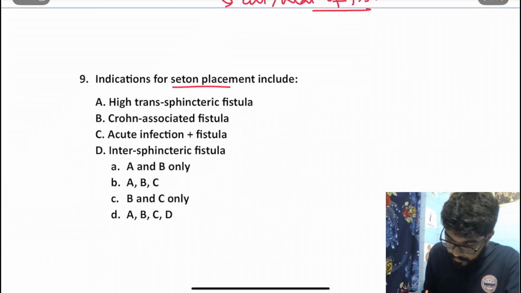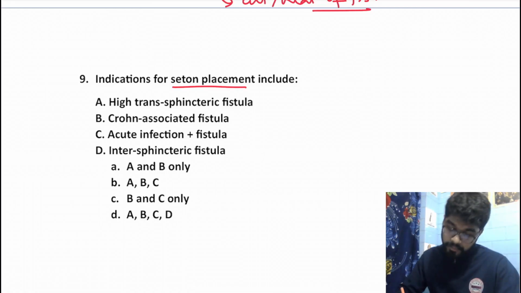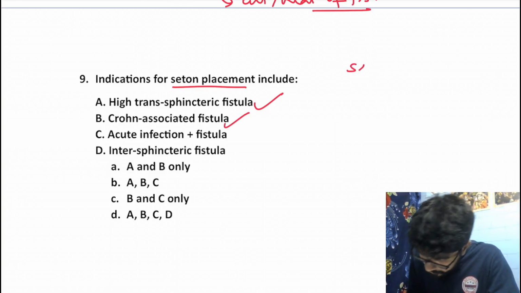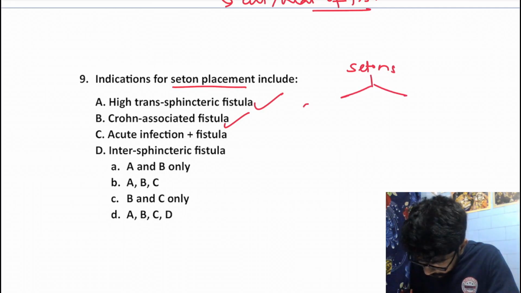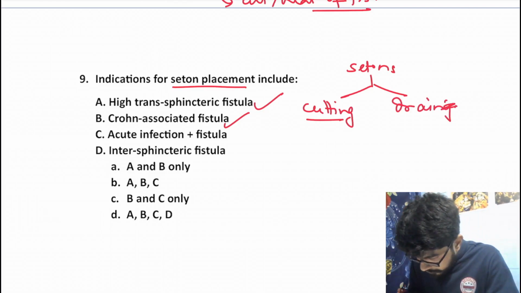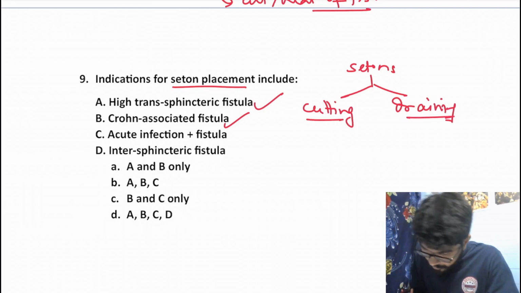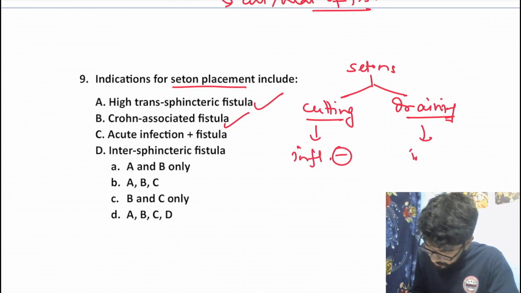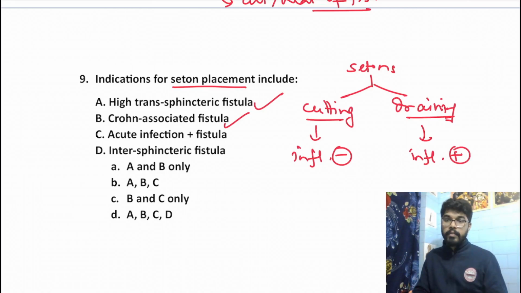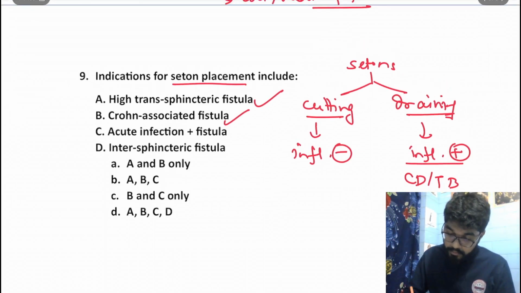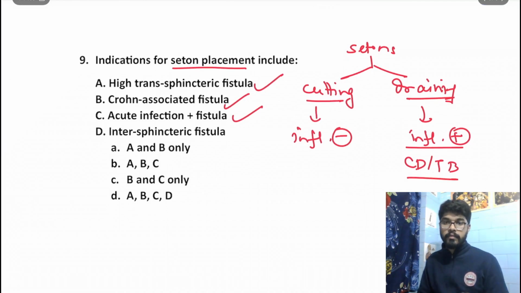Indications for seton placement. High transsphincteric fistula. For higher fistula, seton is the best choice. Crohn's associated fistula, yes. Remember that setons can be of two types. It can be a cutting seton or a draining seton. A cutting seton is used when the inflammatory component is absent, whereas the draining seton is used when the inflammatory component is present, like Crohn's disease, like tuberculosis. So yes, even for acute infection with fistula, we would be using a draining seton.